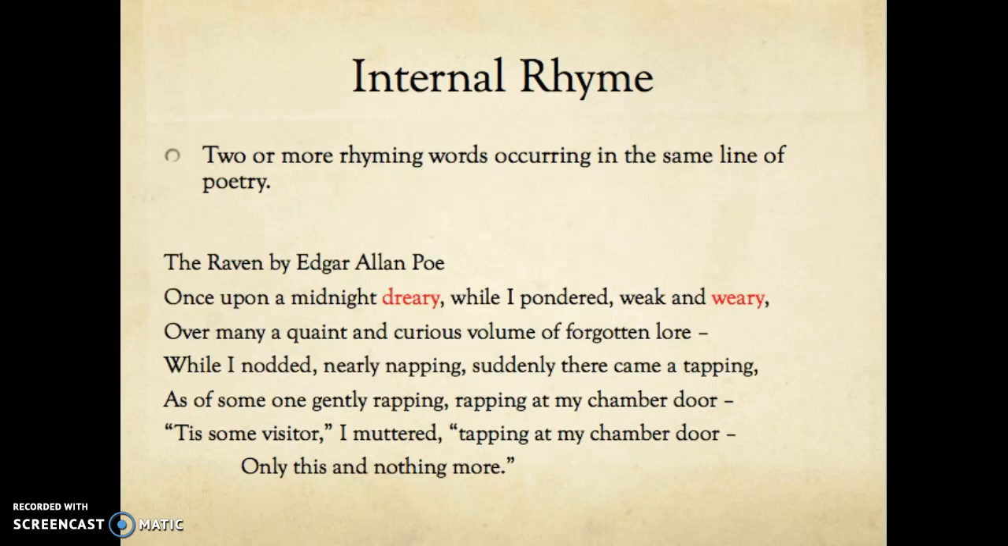Now what you might not be as accustomed to is the internal rhyme. This is when 2 or more rhyming words occur in the same line of a poem. So let's look at The Raven by Edgar Allan Poe.